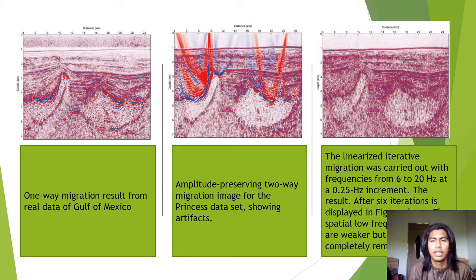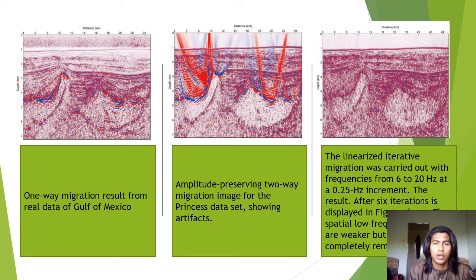So the disadvantage of using two-way wave equation migration is the occurrence of the diving waves that later produce artifacts. And this is where iterative migration takes place, to reduce the artifacts and also improve the focusing on the reflectors.